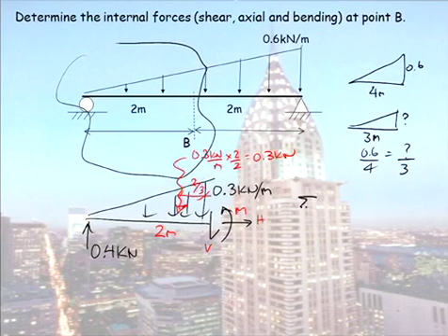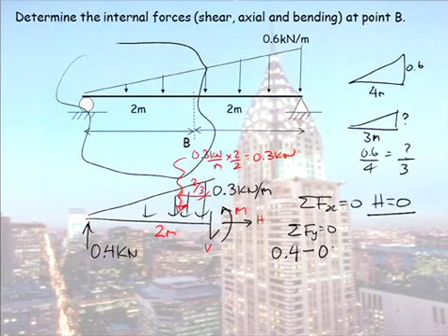So forces in the x direction give me H as the only force is equal to 0. Forces in the y direction, I have my reaction of 0.4 up, my action of 0.3 down, minus V is equal to 0. So V works out to be equal to 0.1 kilonewton.